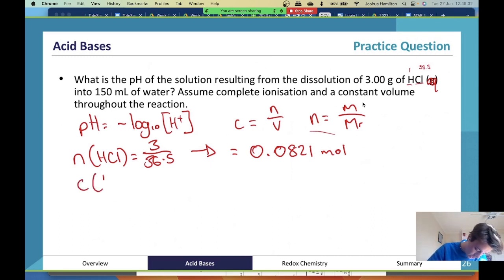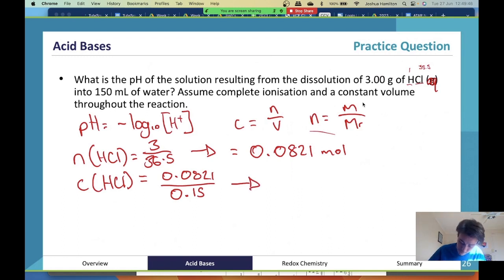So I found my concentration of HCl is going to be 0.0821 divided by 0.15, and that is equal to 0.547 molar. Don't know why I said moles. Molar. So 0.547 molar. And then from there, what I need to say is, all right, what is my concentration of H pluses?